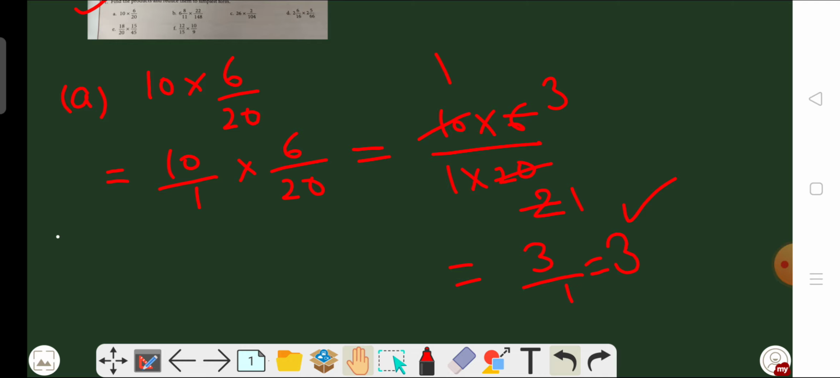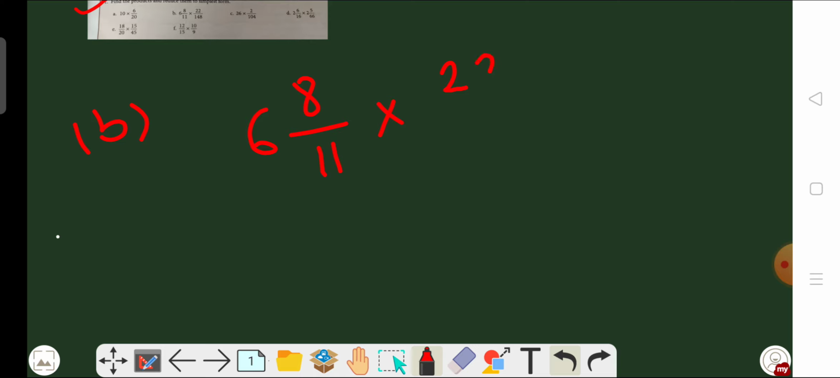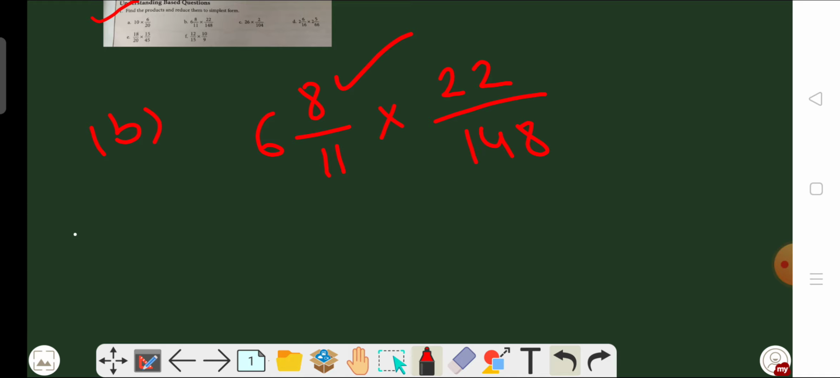Clear? Now let us take one more example of this. B part. In the B part we have 6 raised 8 by 11 multiplied by 22 by 148. Now to find the solution of this question, we have to firstly change the mixed fraction into the improper fraction. So this 6 raised 8 by 11 is equal to 74 by 11 multiplied by 22 by 148.